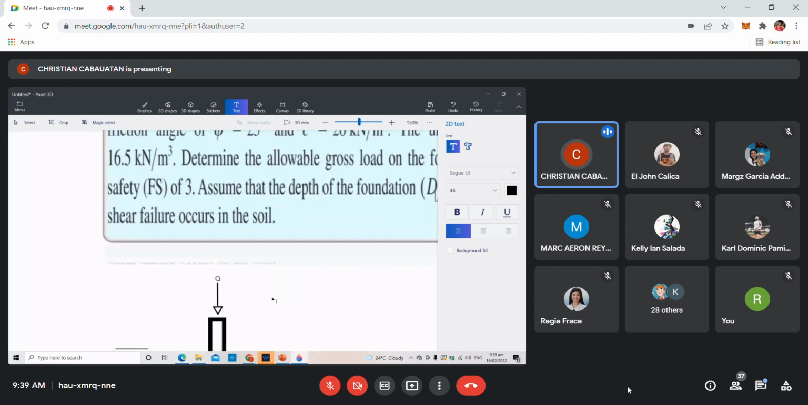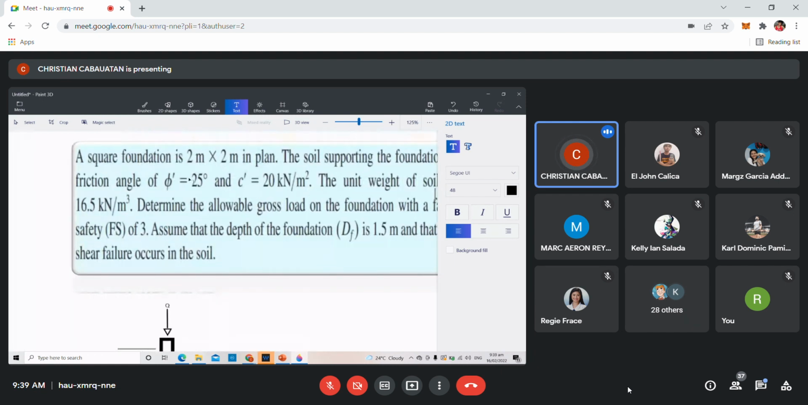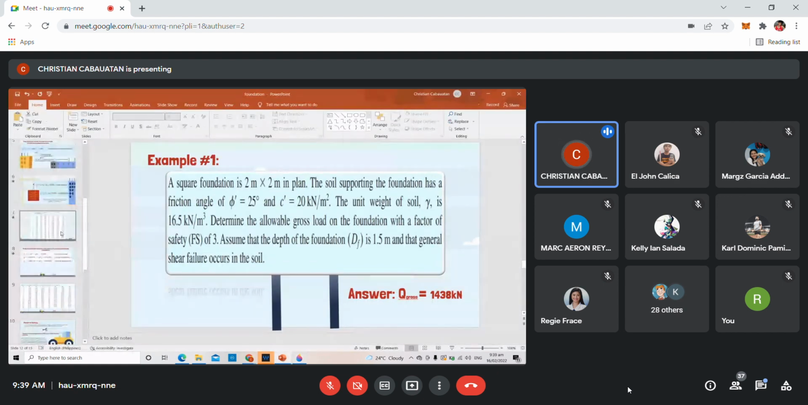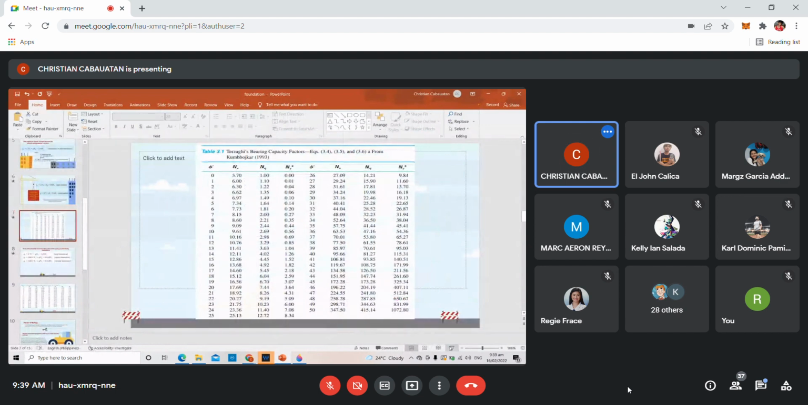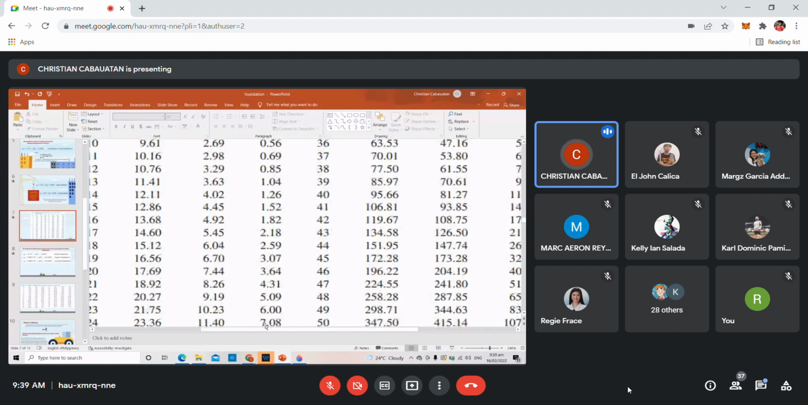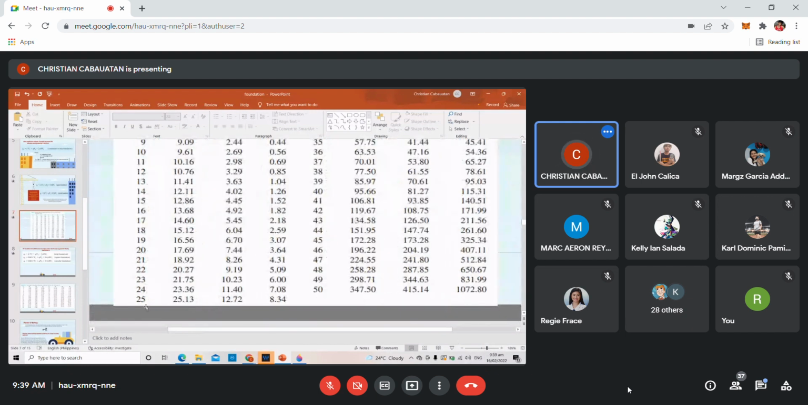Okay? So, ano yung kanyang friction factor? It is 25 degrees. Puntahan natin doon sa table. Ano yung corresponding ni 25 degrees? Nandito sa baba yun. Ayun. Kita nyo ba? Si 25 degrees, ang Nc niya is 25.13, ang Nq niya is 12.72, and N gamma niya is 8.34. Nasundan ba? Okay, thank you.